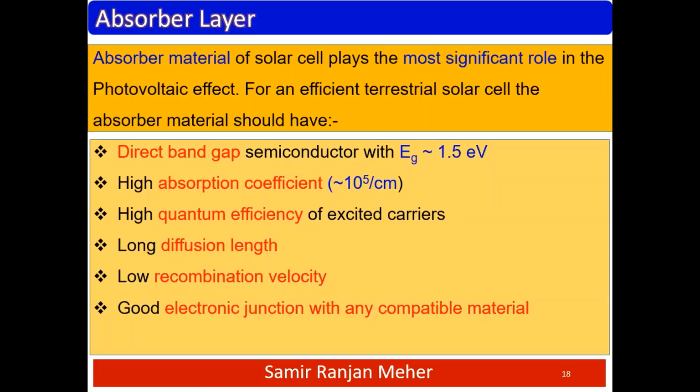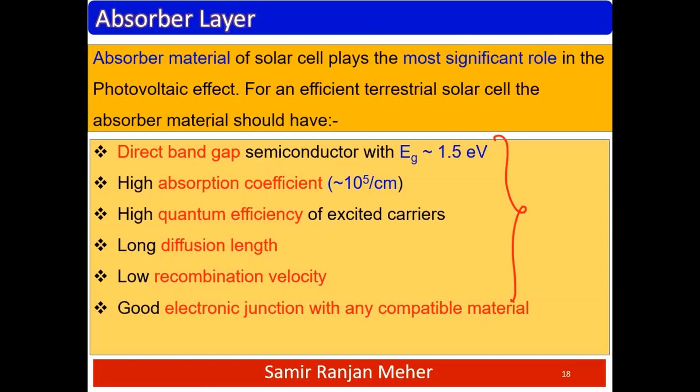And finally, we have the most important layer, which is the base of the solar cell device, that is the absorber layer, where the photo generation and the charge separation take place. And these are the basic characteristics of the absorber layer.